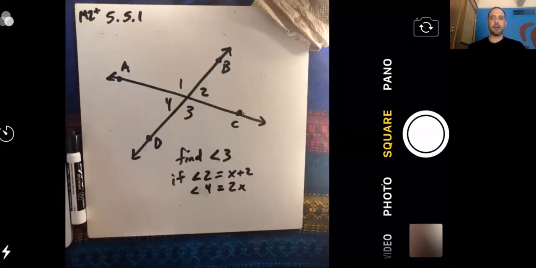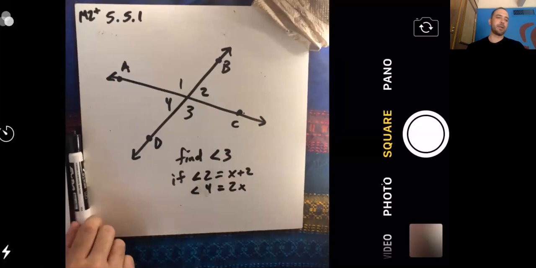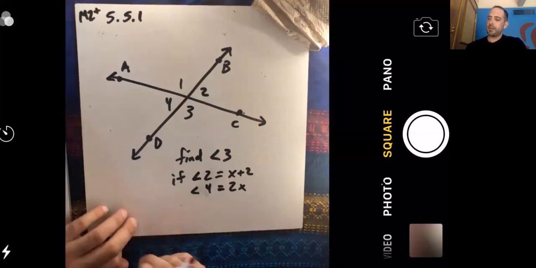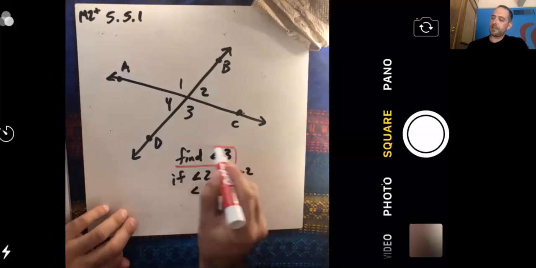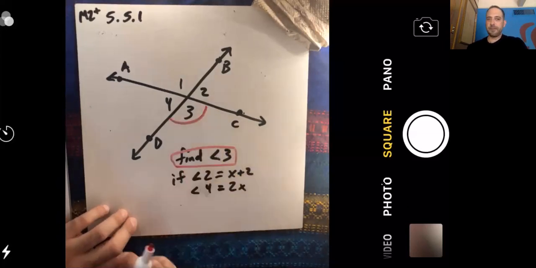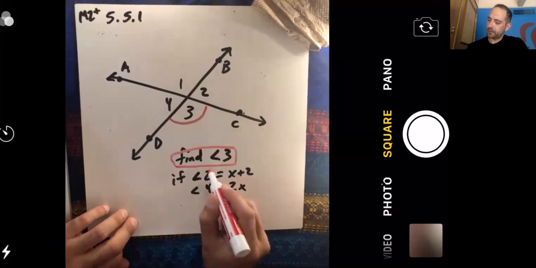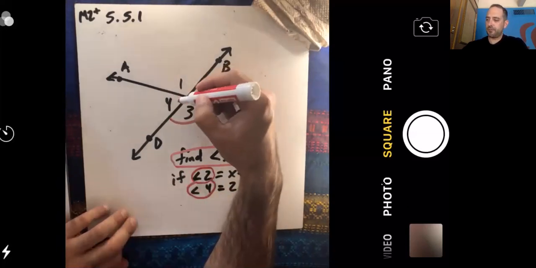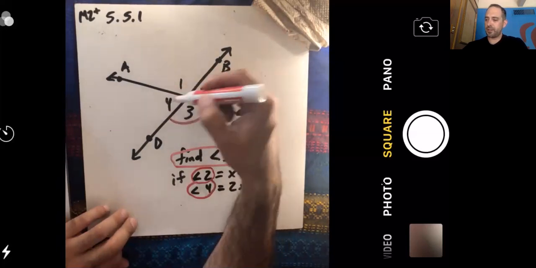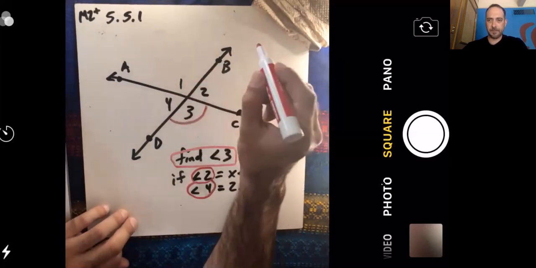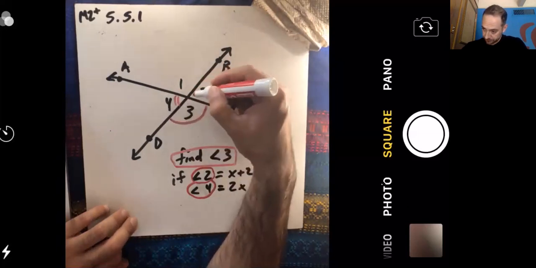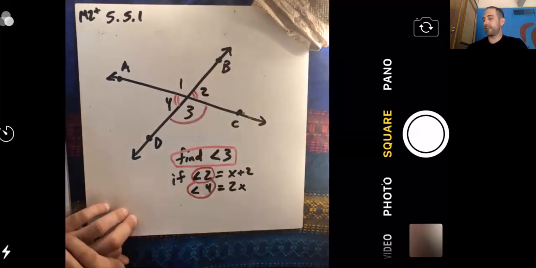All right, guys, this problem kind of applies to the second set in the homework problem. So here's the thing. We need to find angle 3. Okay, so let's label angle 3 right here. We know some information about angle 2 and angle 4. What relationship do 2 and 4 have? Think about the X-Men, right? The X-Men tells us that these two are congruent because they're vertical angles.